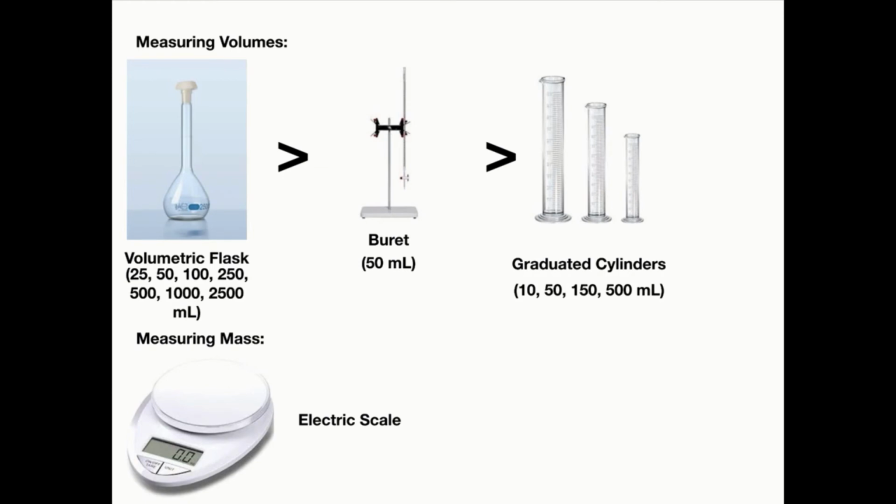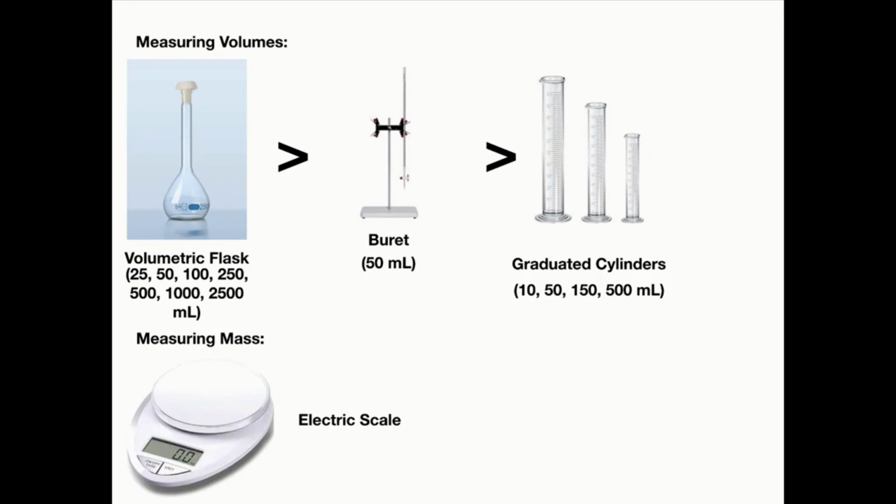So if you need to measure a volume that's greater than 50 milliliters, then you're not going to be able to use a burette. But if you need to measure a volume that's less than 50 milliliters, let's say for example 35, your burette is your best option since you cannot use the volumetric flask because I don't have a 35 mL volumetric flask. If I need to measure a volume that is greater than 50, the best tool for me to use is a graduated cylinder. Now, I have graduated cylinders of sizes 10, 50, 150, and 500 milliliters. Okay, so those three are tools that I can use for measuring volumes.